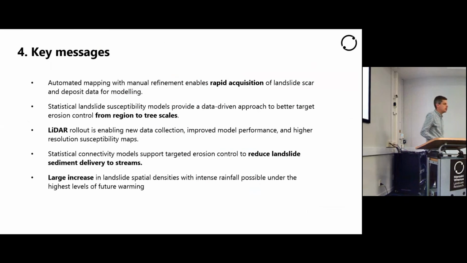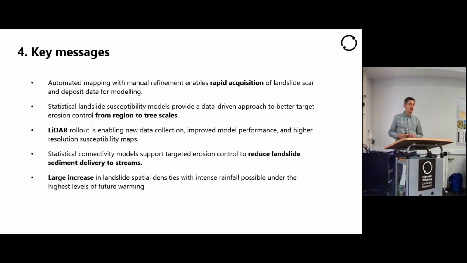So to sum up, key messages really. What I think we've demonstrated is that automated approaches to mapping with manual refinement, and I stress that, can enable rapid acquisition of landslide scar and deposit data, but it requires high resolution imagery to do that. Statistical landslide susceptibility models provide a data-driven approach to better target erosion control, both at the regional scale, and we've now modeled with LiDAR multiple regions, but we've also done it right down to the scale of the individual tree. So the application of these methods at the farm scale, down to the operational decisions of where to plant trees, can be informed by these types of approaches.